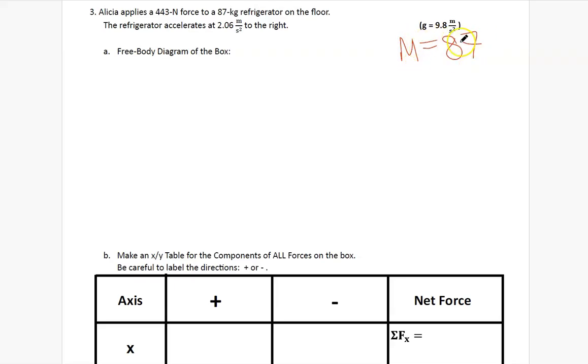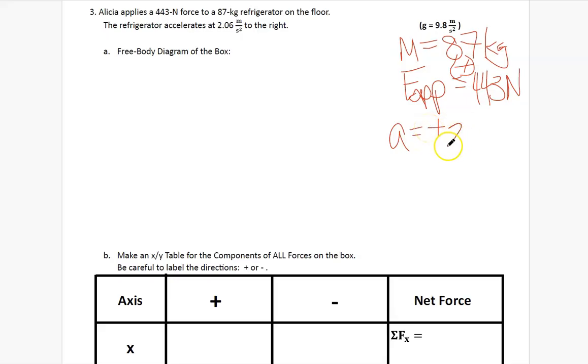Our mass is 87 kilograms. Our applied force is 443 newtons. We don't know the direction just yet. It says the refrigerator accelerates at 2.06 meters per second squared to the right. Okay, well, we know the applied force must be to the right, so we'll just label it with a positive there. We know the acceleration is to the right, so it's also positive, 2.06 meters per second squared.